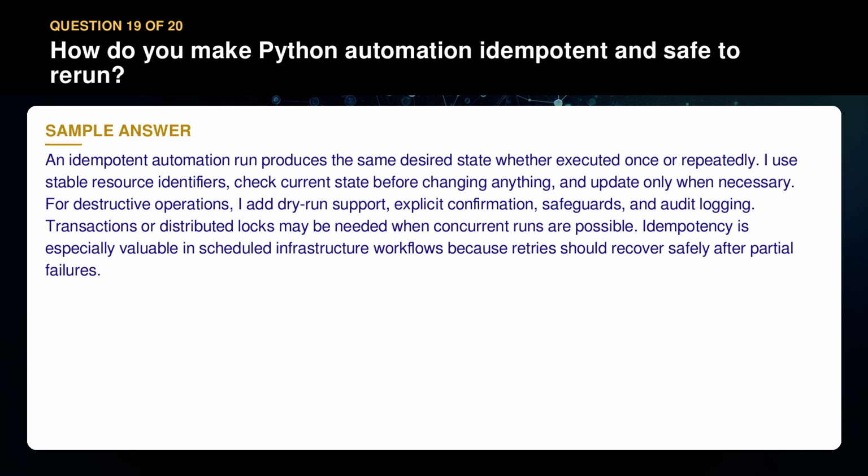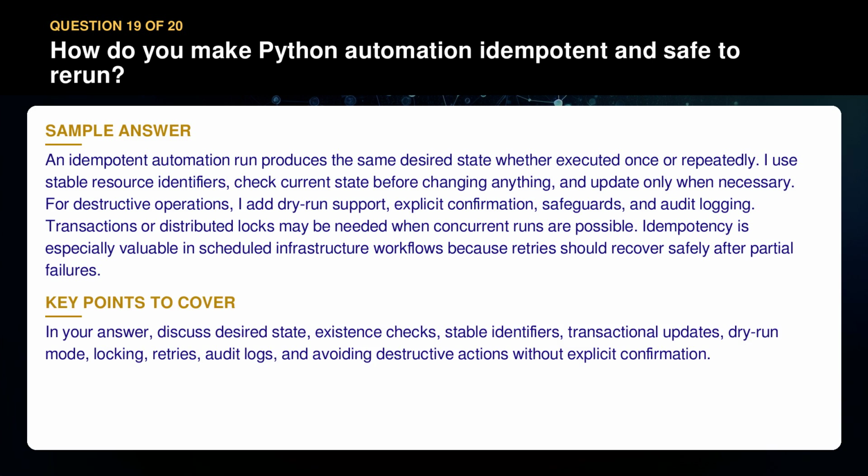Transactions or distributed locks may be needed when concurrent runs are possible. Idempotency is especially valuable in scheduled infrastructure workflows because retries should recover safely after partial failures. In your answer, discuss desired state, existence checks, stable identifiers, transactional updates, dry run mode, locking, retries, audit logs, and avoiding destructive actions without explicit confirmation.